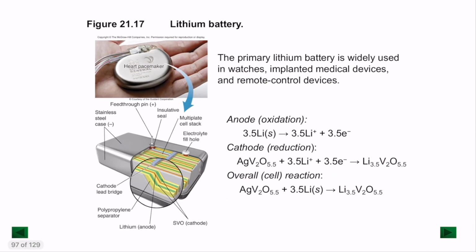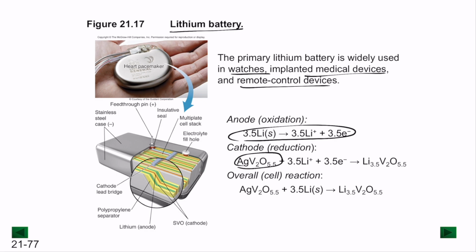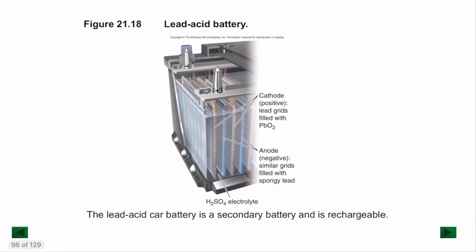Next, you have a lithium battery. A lithium battery, most commonly used in watches, implanted medical devices, and remote control devices, uses lithium and silver vanadium oxide to create the overall cell reaction. Depending on the type of device that you use, you have different levels of energy being produced. And you have a lead acid battery, most commonly used in automobiles. It's a secondary battery, which means it's a rechargeable battery.